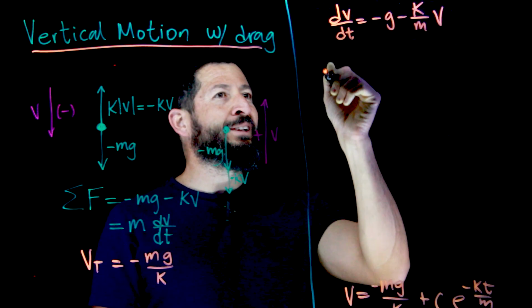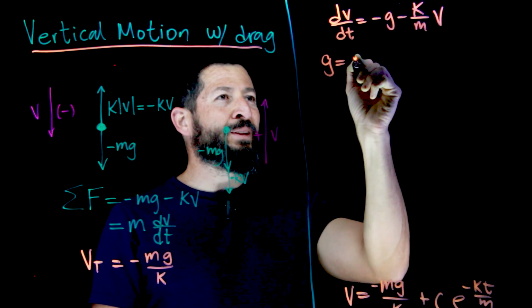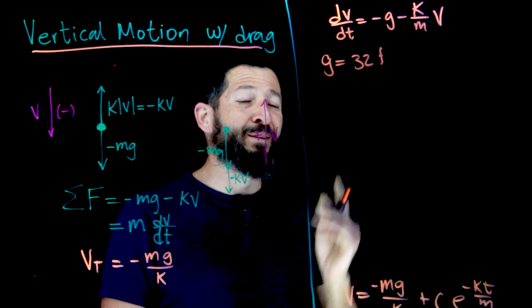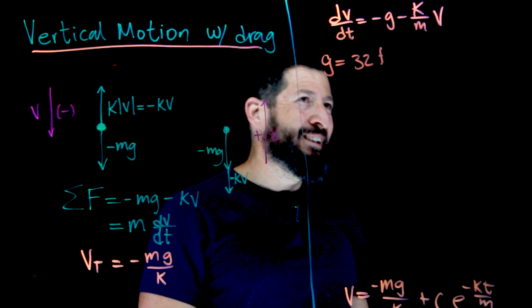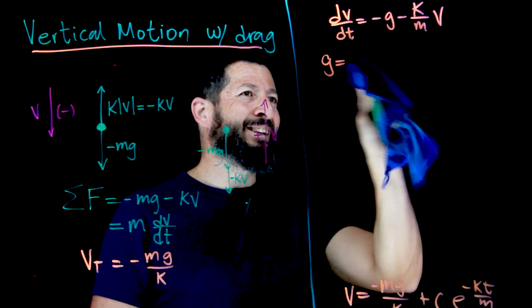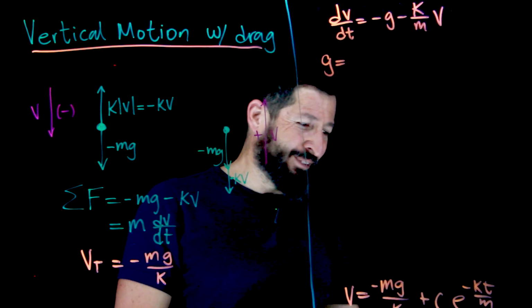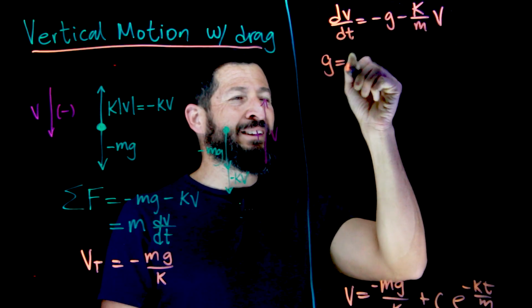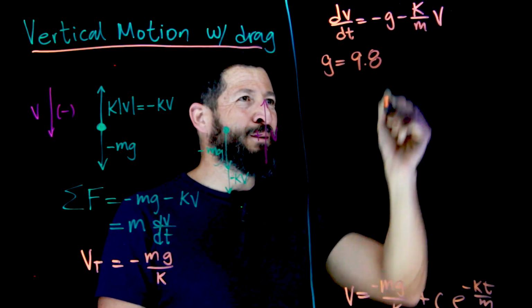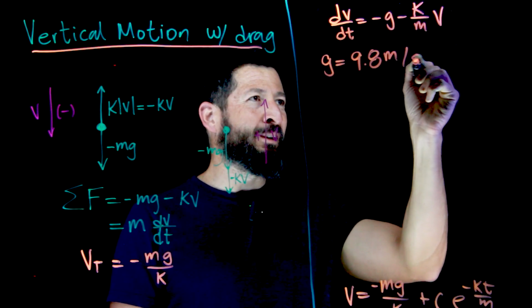You know my opinion. So gravity will be 32. Wait, I'm insisting on doing the imperial system. 9.8, which in class I turned into a 10. You see, it's better to use the imperial 32 or make this one a 10. Okay, 9.8 meters per second squared.